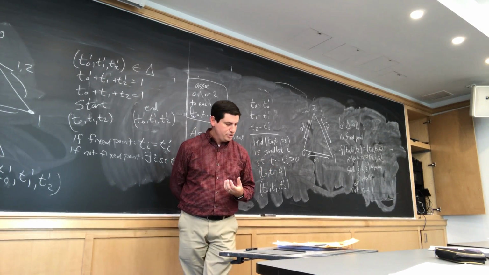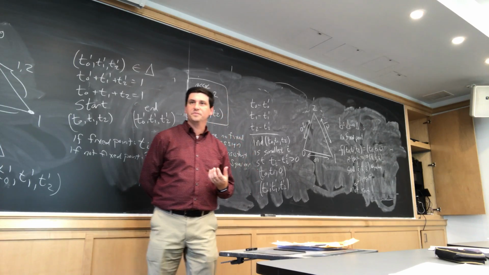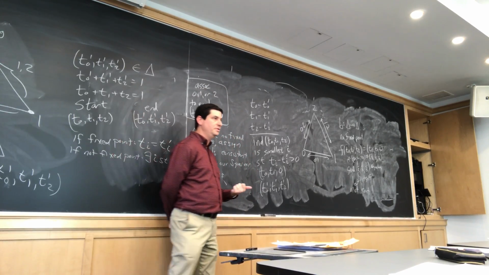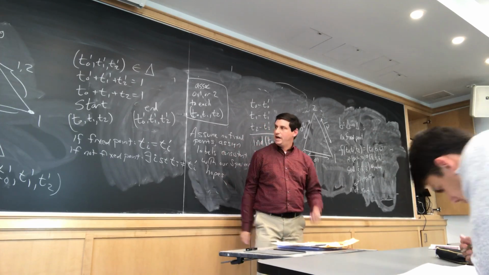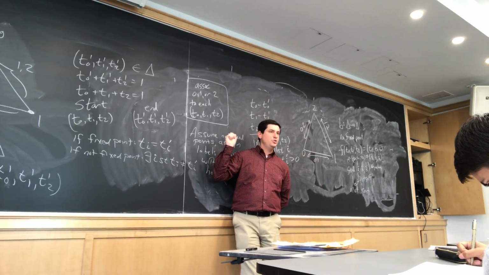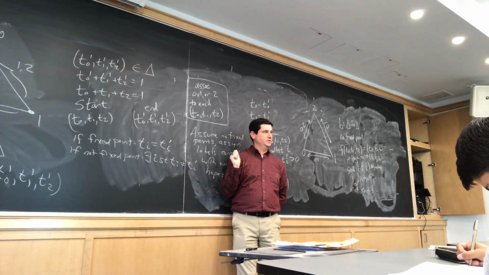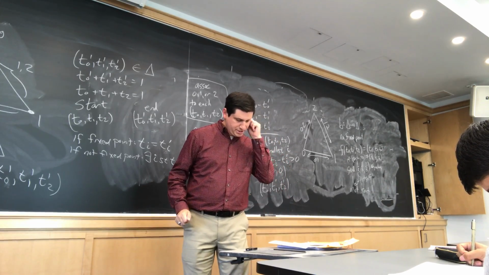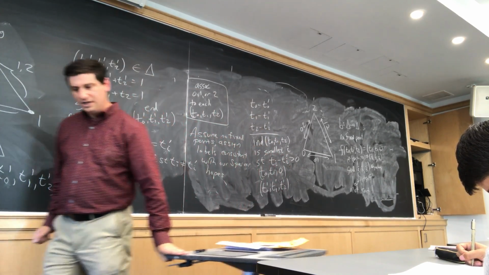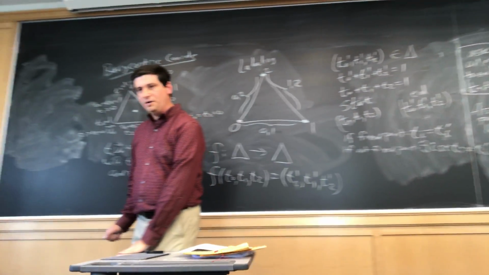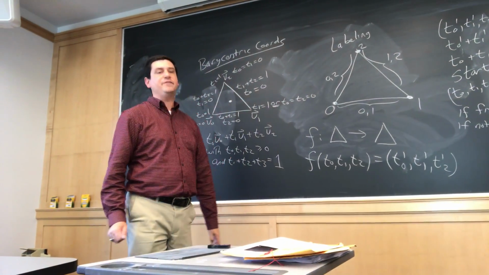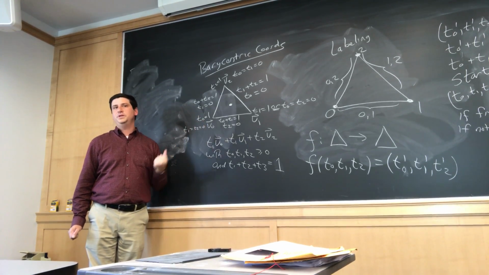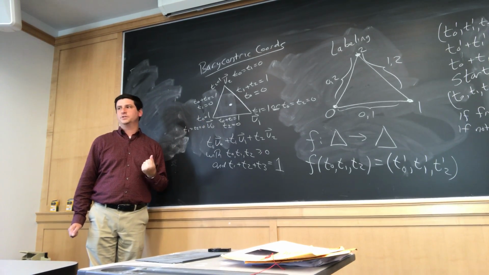Okay, any questions on what we've done so far? So we have a new coordinate system. We have a way to assign labels, which is consistent with Sperner's lemma. And now the only thing that's left is to see, can we use this to prove a fixed point theorem? That if we have a continuous function from the triangle to the triangle, there must be at least one fixed point.